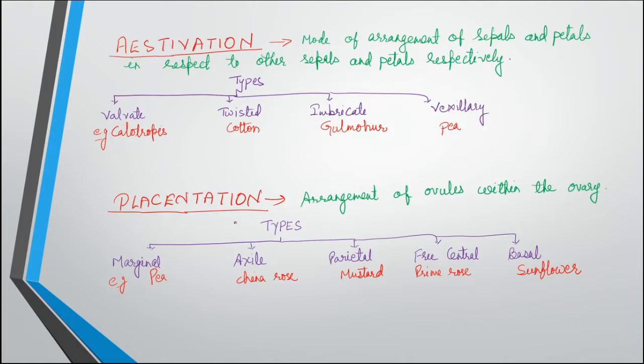Now placentation. Placentation is the term which is used for the arrangement of ovules within the ovary. How the ovules are arranged inside the ovary, that is known as placentation. These ovules are attached with a cushion like structure known as placenta, and depending upon their arrangement there are mainly 5 types of placentation: marginal in pea plant, axile in China rose, parietal in mustard, free central in primrose, and basal in sunflower, that we will see through this diagram.